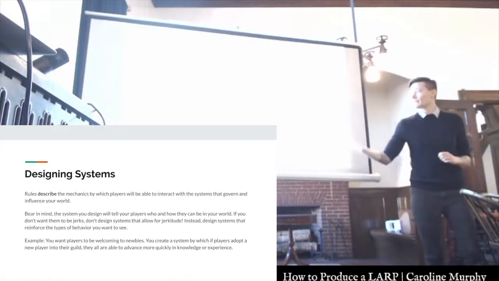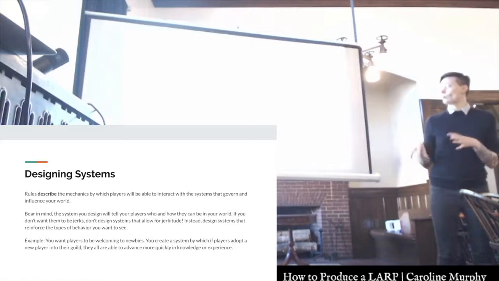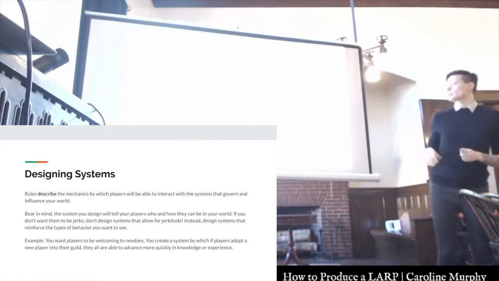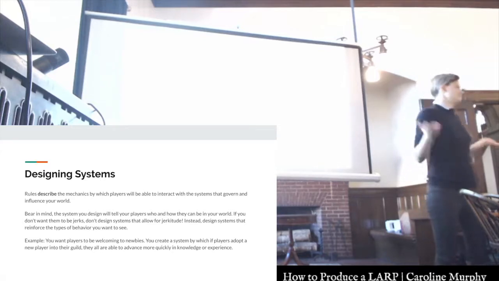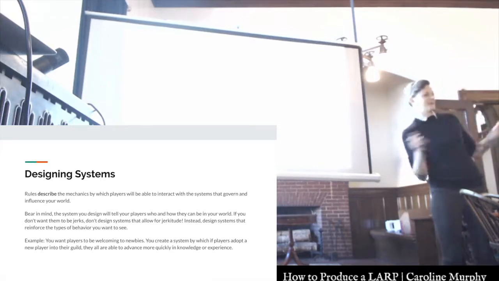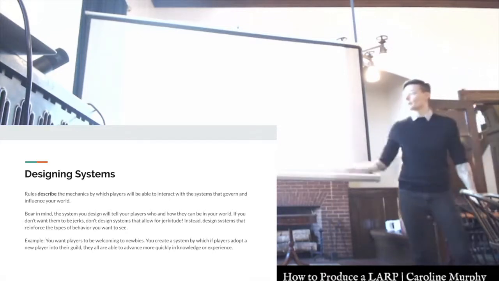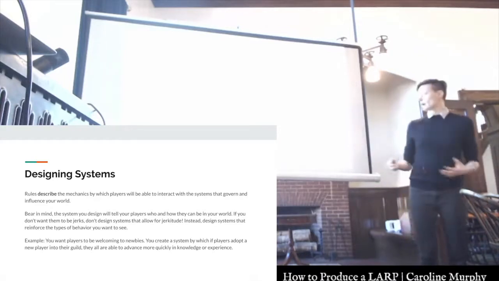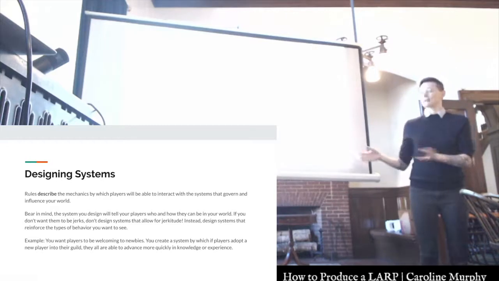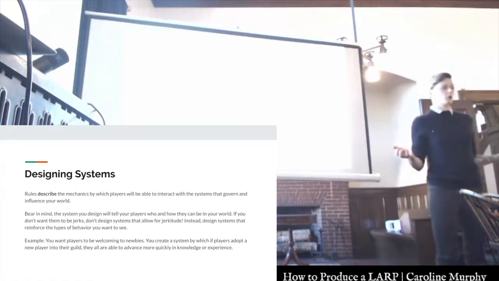So bear in mind the system that you design will tell your players who and how they can be in your world. So if you don't want them to be jerks, don't design systems that allow for jerkitude. Just take those parts out. Instead, design systems that reinforce the types of behavior that you want to see. So for example, you want players to be welcoming to newbies. So you create a system by which players, if they adopt a new player into their guild, then they all are able to advance more quickly in knowledge, right?